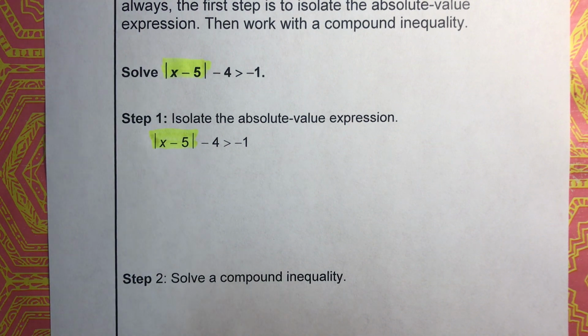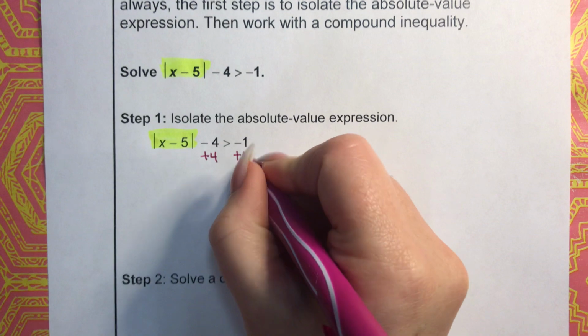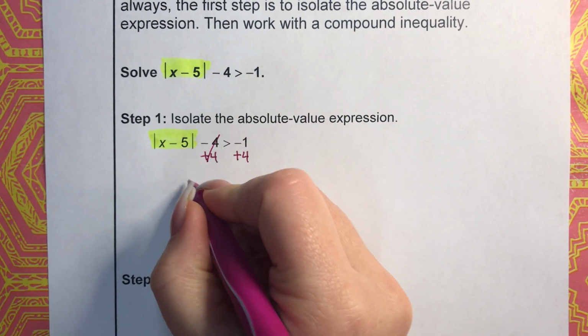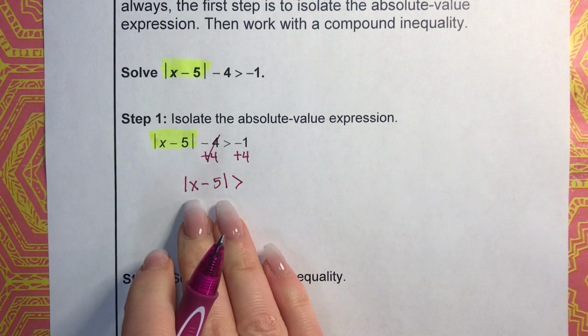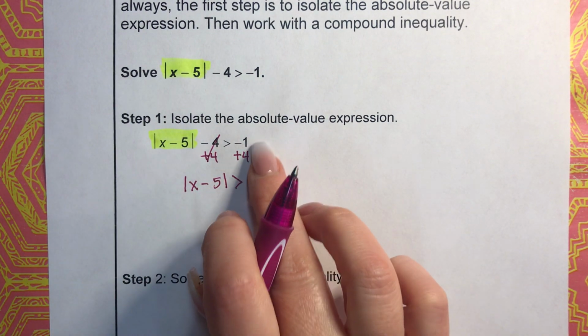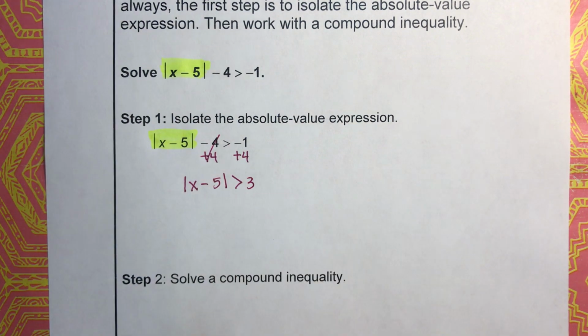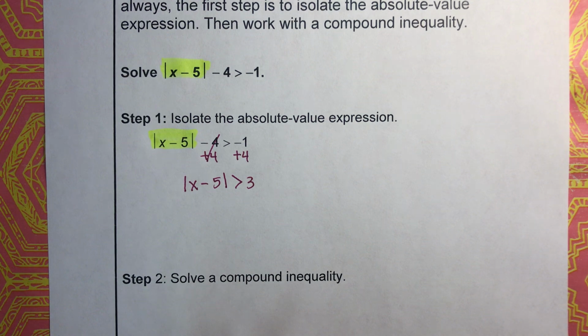So let's go ahead and try to do that first. Our first step is just going to be adding 4 to both sides. That cancels, and then we did it. We now have this absolute value expression on this side of the inequality by itself. -1 plus 4 is 3. Okay, now we're ready to break this into a compound inequality.